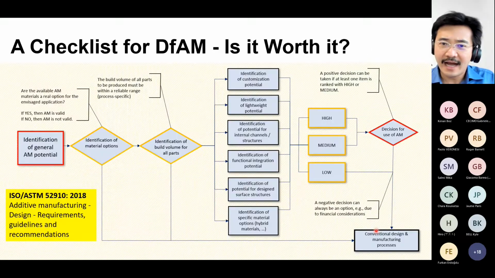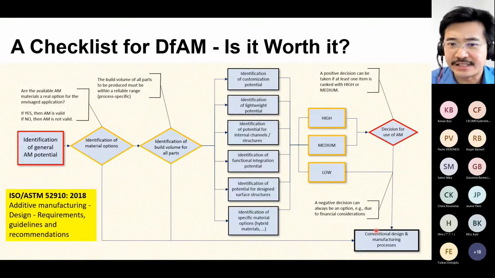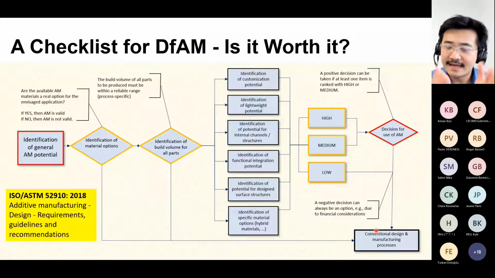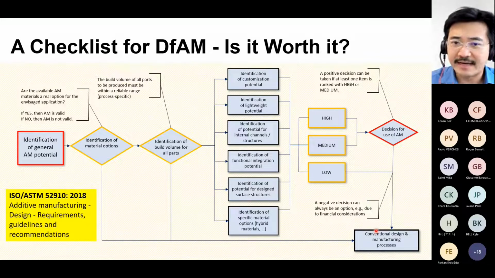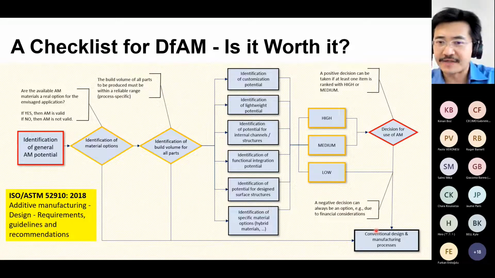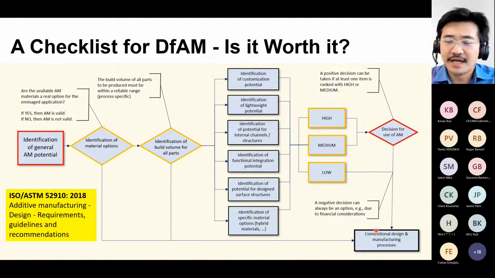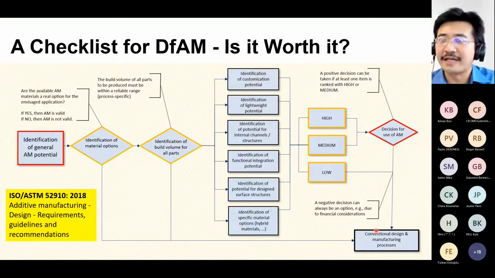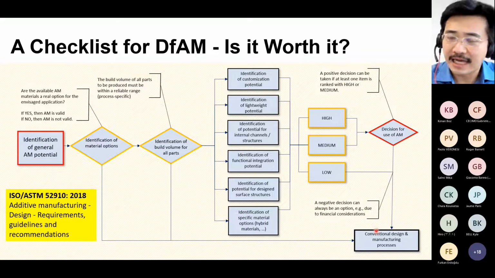And what we usually do, sometimes in what I do, in what I teach, we refer to a very excellent reference, which is the ISO ASTM 52910 2018 version, which talks about additive manufacturing design requirements, guidelines, and recommendations. Essentially, this is a flow chart to explain to companies, users, or people interested in design for additive manufacturing, a yes/no diagram, what you need to think about if you plan to apply design for additive manufacturing. And this is a very simple flow chart that tells you how additive manufacturing can be beneficial.